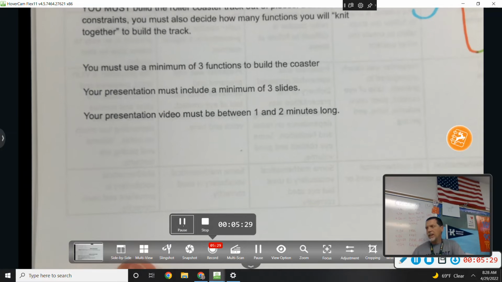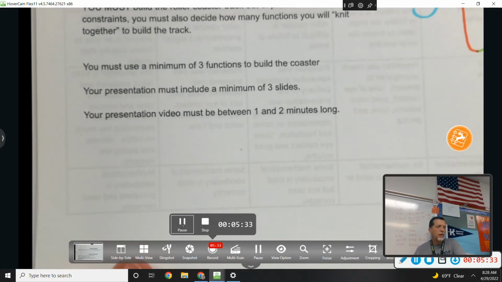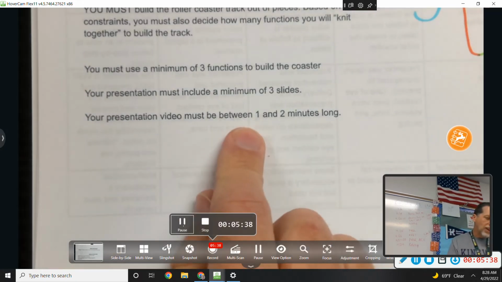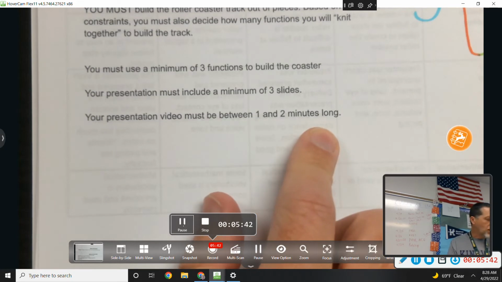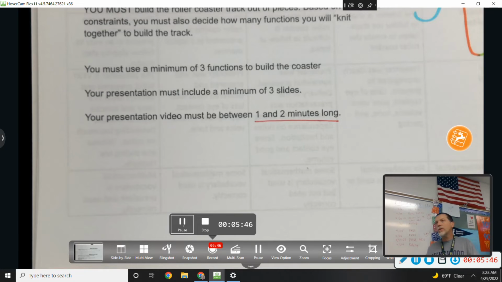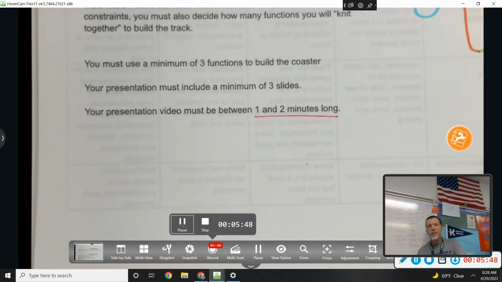And you're not going to give the presentation. You're going to submit the PowerPoint or the Google Slides to me. Presentation video, so you need to have a video in there that's between 1 and 2 minutes long. Okay, that's not a long video. I don't need you to walk through every single thing about your roller coaster because that would take longer than 2 minutes.